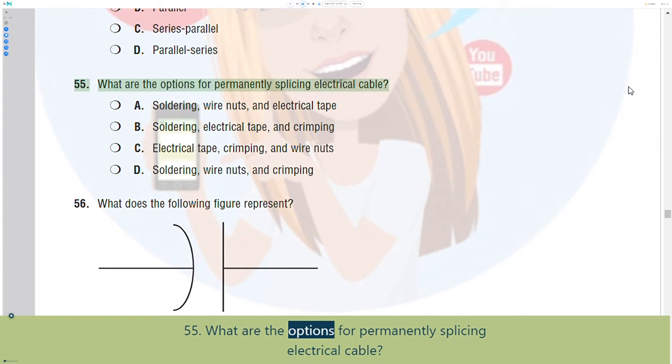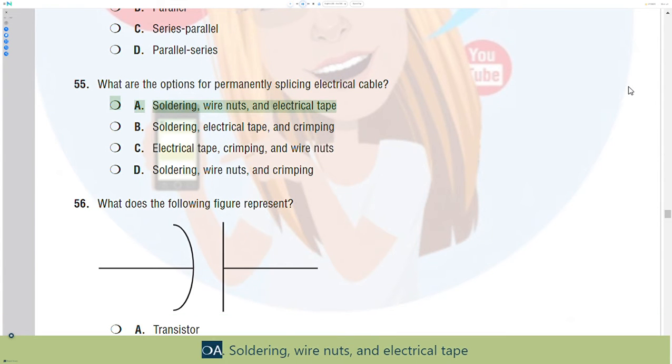55. What are the options for permanently splicing electrical cable? A. Soldering, wire nuts, and electrical tape. B. Soldering, electrical tape, and crimping. C. Electrical tape, crimping, and wire nuts. D. Soldering, wire nuts, and crimping.